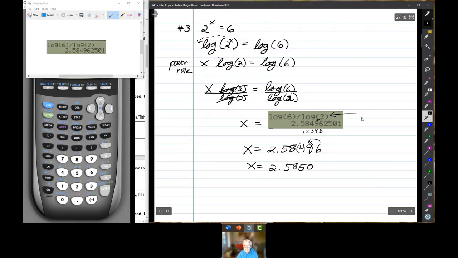Now we're going to use distribution over here. x times log 6 equals x times log 2 plus 2 times log 2. Now I don't need those. Well, I do need the 2. Okay, what I did is I took log 2 and I distributed it to the x and to the 2.